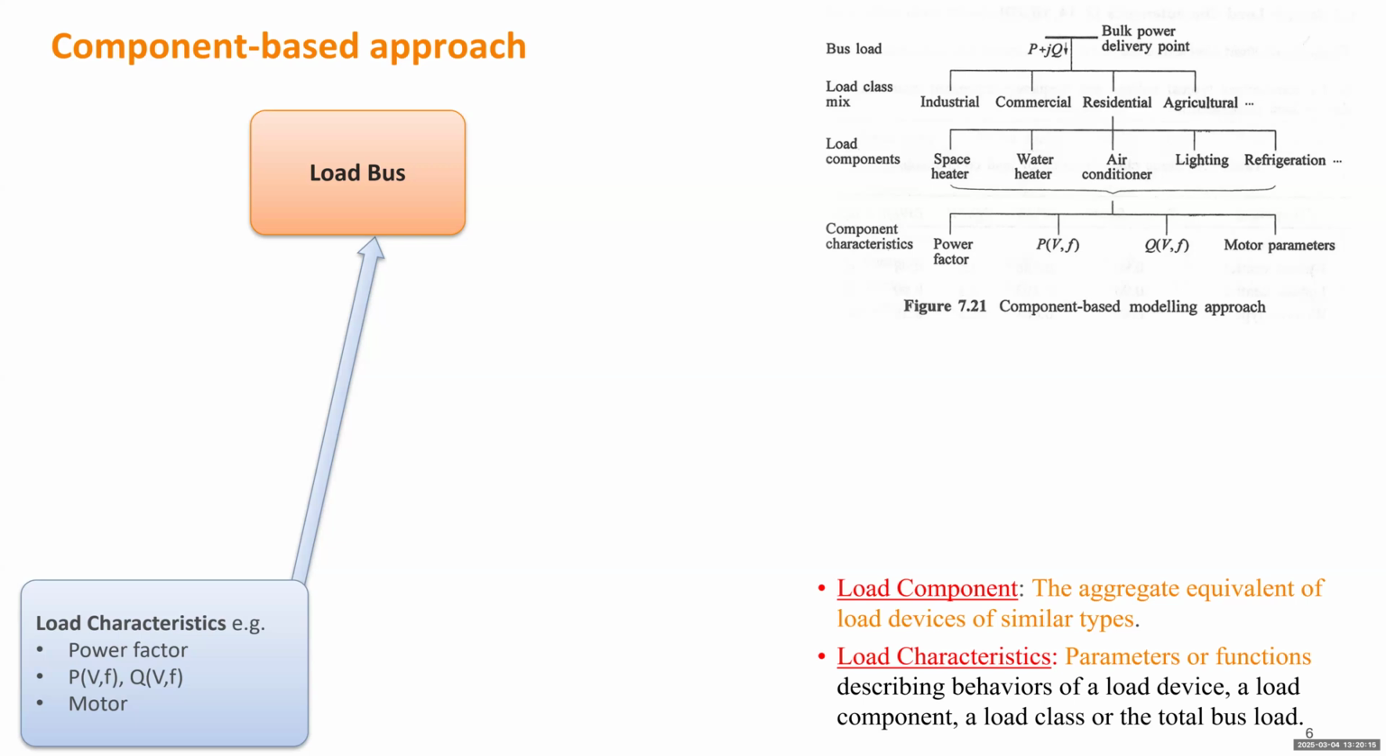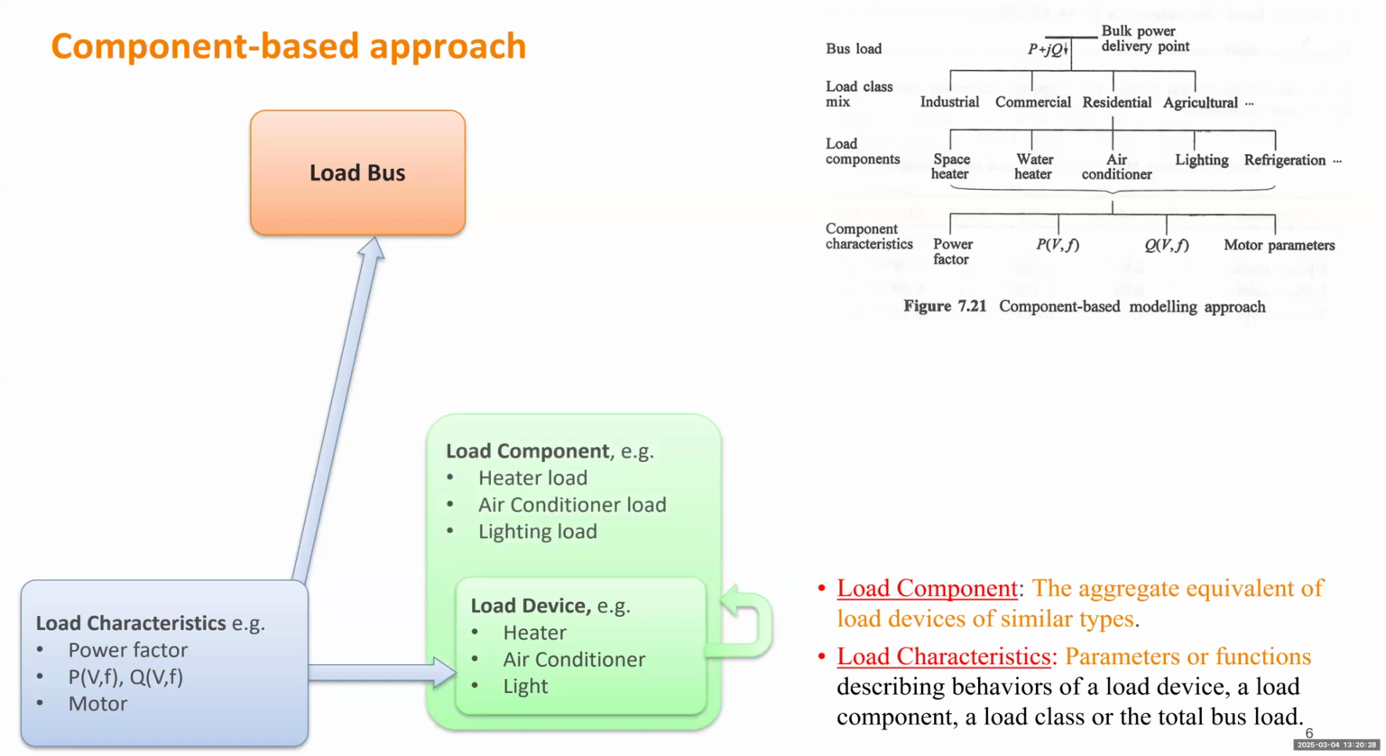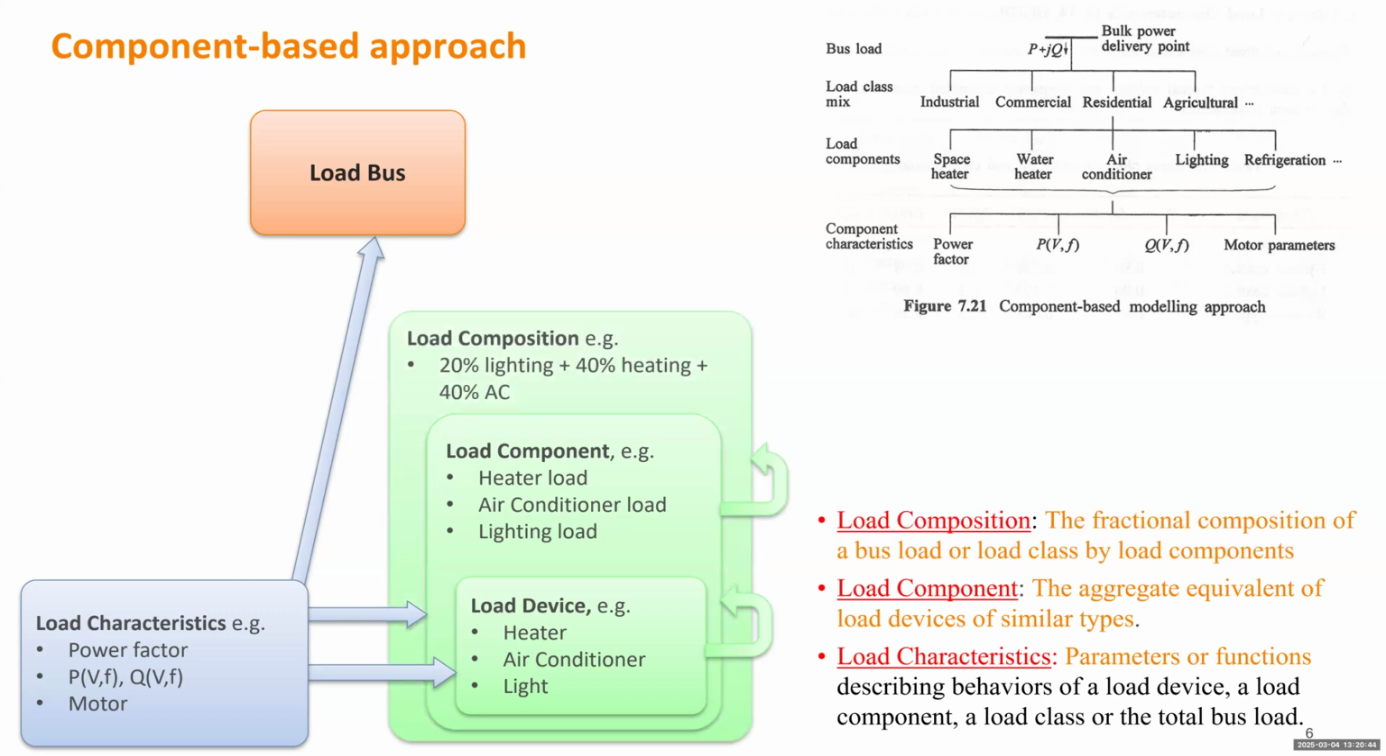Go to the next level, which is the load component. In the load component, you need to use those characteristics to form different types of devices such as heaters, air conditioners, or lights, and then you aggregate those devices into a different type of load. Okay, so that's load component. Definitely you can directly jump over from the load characteristic to the component. And when you come to the composition, you have to give a certain percentage of components to give you that type of load.